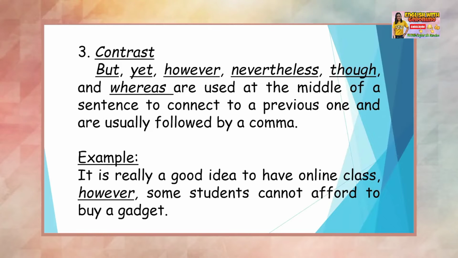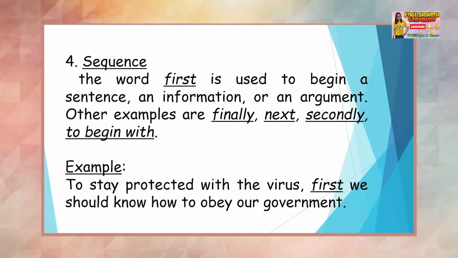Contrast. But, yet, however, nevertheless, though, and whereas are used in the middle of the sentence to connect to a previous one and are usually followed by a comma. Example: it is really a good idea to have online class. However, some students cannot afford to buy a gadget.